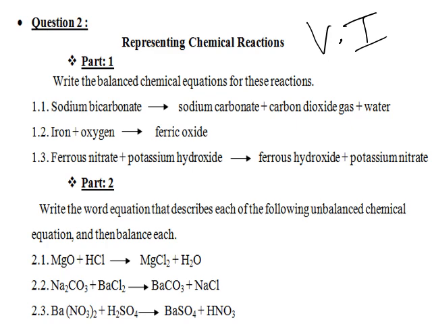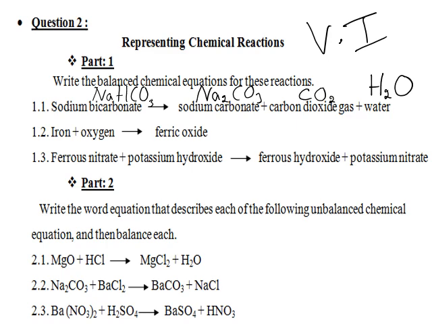Sodium bicarbonate, which is NaHCO3. Sodium carbonate, sodium is Na plus, carbonate is CO3 2 minus. So Na plus CO3 2 minus is going to give us Na2CO3 plus carbon dioxide gas CO2 plus water, which is H2O. Then we have to balance this equation.